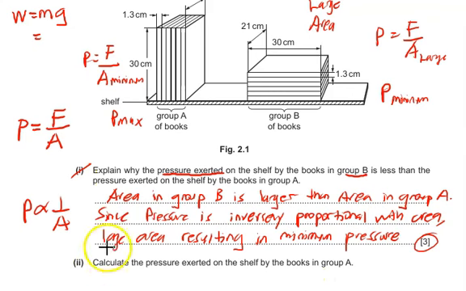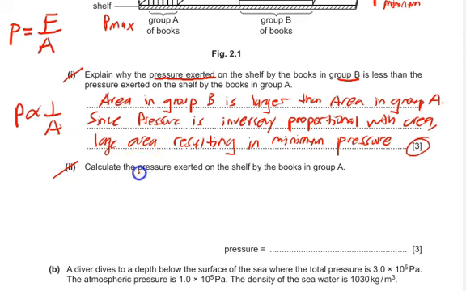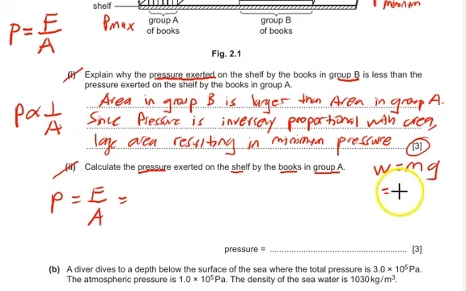Now if you look at the second question, calculate the pressure exerted on the shelf by the books in group A. So we follow the formula, and the force here will be mg. It follows the weight formula.